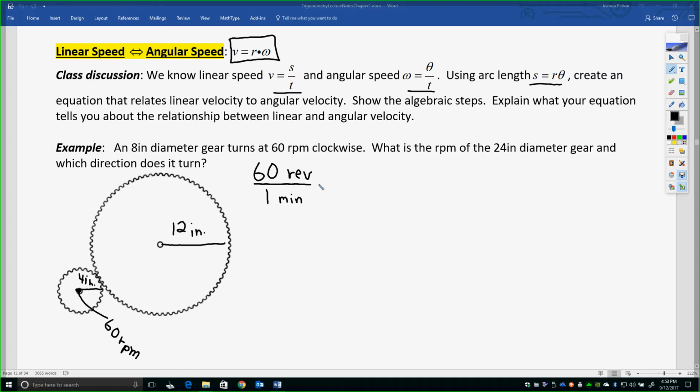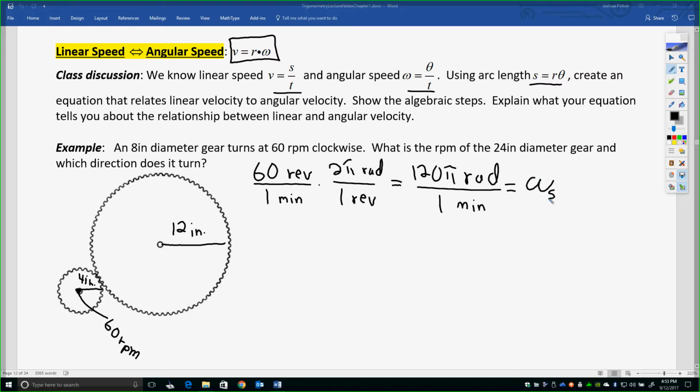So we'll convert that to radians. One revolution is 2 pi radians. So that gives me 120 pi radians per minute. That is my proper angular velocity.